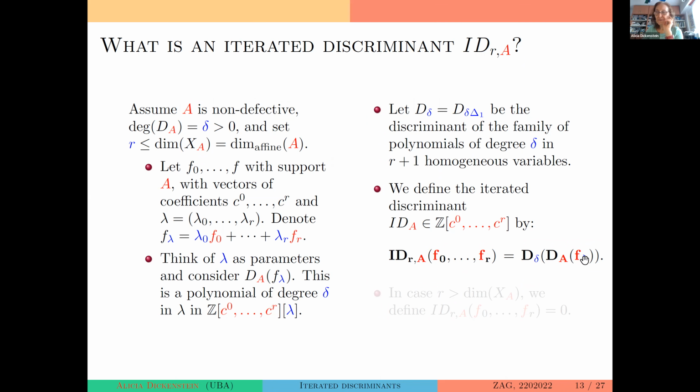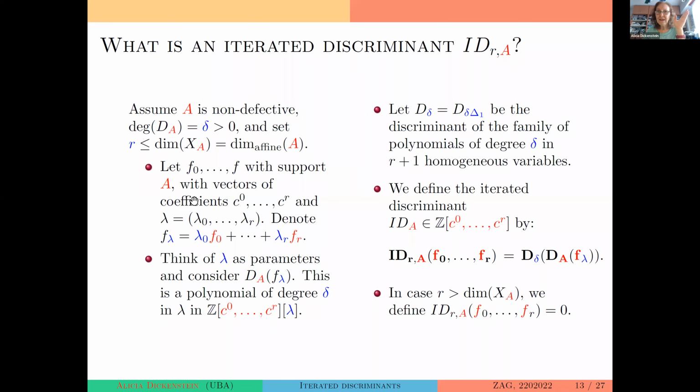And then we define the iterated discriminant this way. So we fix the coefficients. We consider the discriminant of f lambda. This gives you a polynomial in lambda. And then we take the discriminant of this polynomial in lambda. So dA eliminates the x variables, gives a condition on the coefficients, and d delta eliminates the lambda variables. So we end with a polynomial which only depends on the coefficients, or that is on the original f's. And when R is bigger than the dimension of XA, we just define the iterated discriminant equal to 0.